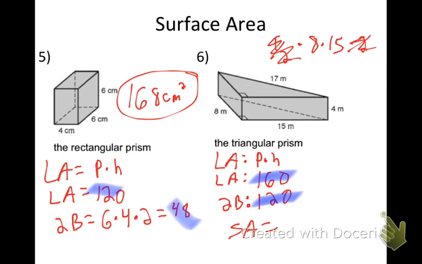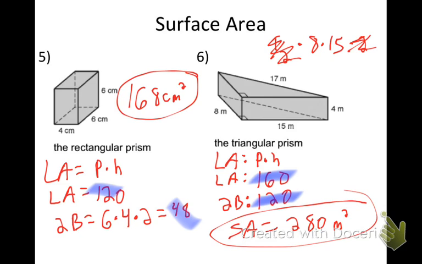So that means my surface area comes out to be then, what do I do with the lateral area and the base area? Add them and I get 280 meters squared. Okay, so there is the surface area. Again, key is start off with the lateral area and then add in the 2 base areas.